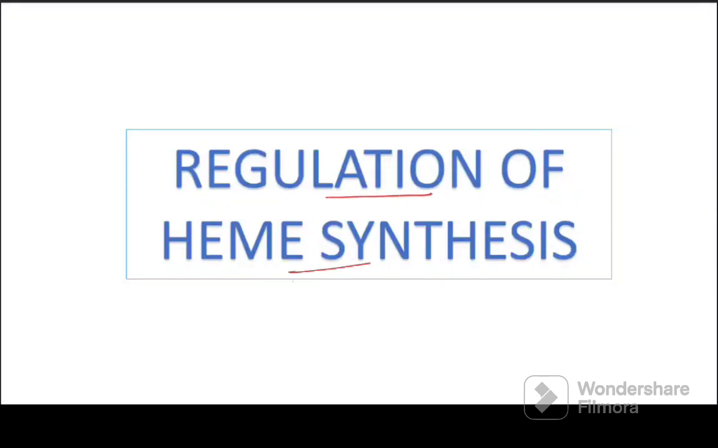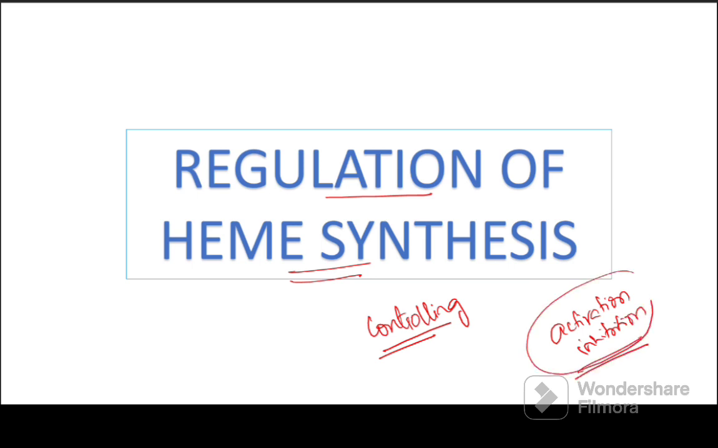Regulation of heme synthesis. So what is the meaning of regulation? Actually, controlling or maintaining the speed of the pathway so that it operates correctly. And regulation can occur either through activation of the enzymes or inhibition of some of the key enzymes, and also some drugs have a role in the regulation process. So basically, controlling the rate of the pathway is called regulation.